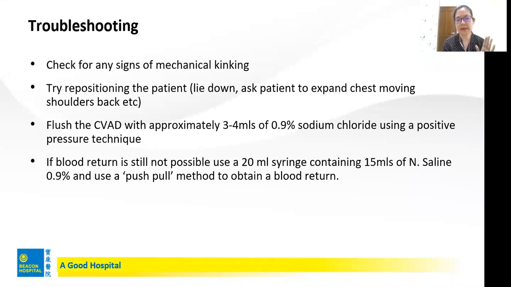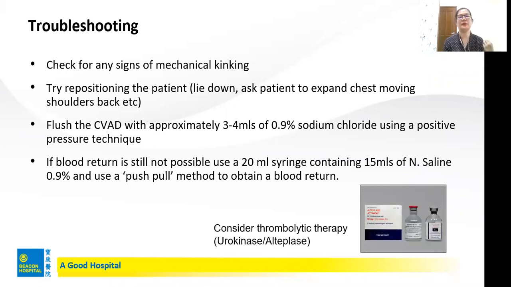Okay, if all these fail, then you might need to consider whether to discuss with the doctor, whether to order any thrombolytic therapy, such as urokinase. But of course, you need to further dilute the urokinase until like 5,000 units, and then you only inject 2 to 3 ml, which is sufficient. We do not intend to give the thrombolytic IV. Our intention is just to dissolve the clot in the catheter. Okay.